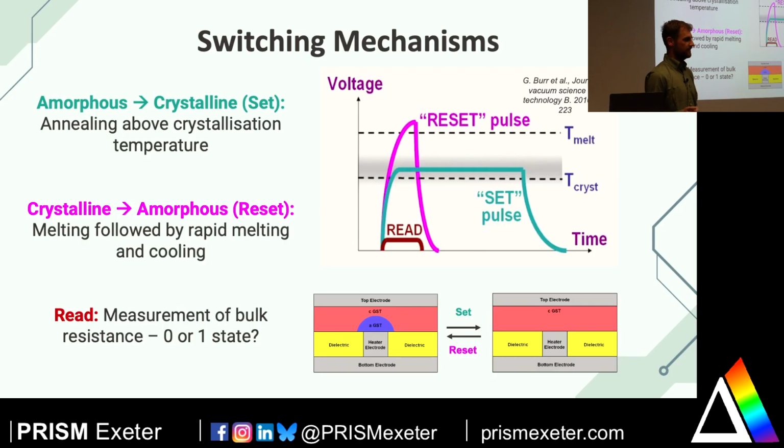you change state to the crystalline. And then when you want to go back to the amorphous, you apply a larger current which melts the entire device, and you go back to the amorphous if you cool it quick enough.